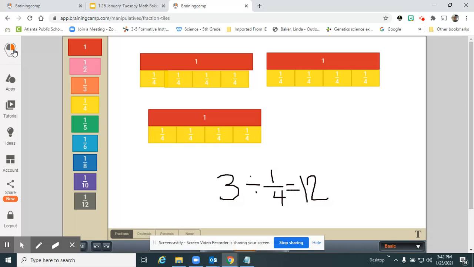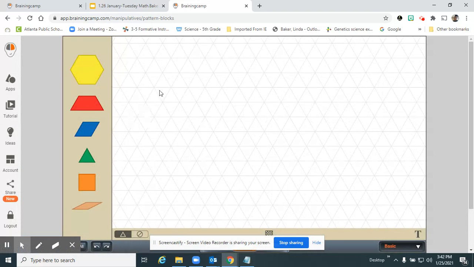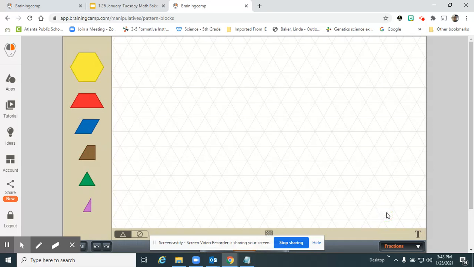Now let's go to the next one, which is your pattern blocks. This one may be a little harder for some people because most of the time you get the trapezoid, which is half of your whole, and you get your rhombus, which is 1/3. Your triangle is 1/6, and this square doesn't really fit into our hexagon evenly. So I'm going to change this to fractions. Now I have a part that I can use.